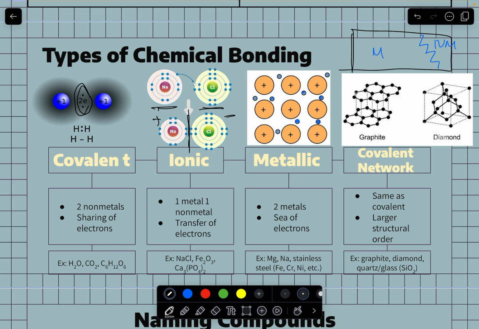They go in between, they're shared between all the atoms in the middle. So that's why we call it a sea of electrons. That's why metals are typically good conductors. Right? And then the fourth one is covalent network solids.